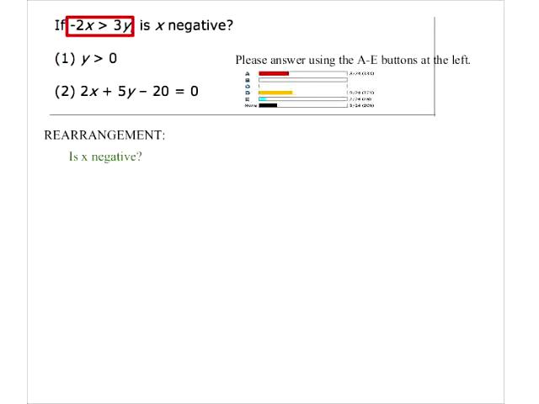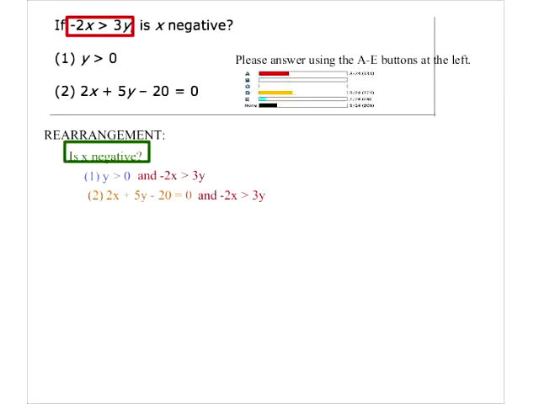Then statement 1 tells you that y is positive, but you also know that negative 2x is greater than 3y. Statement 2, you know that 2x plus 5y minus 20 is 0. And you can take the red thing again and put it into the statement. Okay, and the question you're trying to address is the sign of x. You want to know whether x is negative.